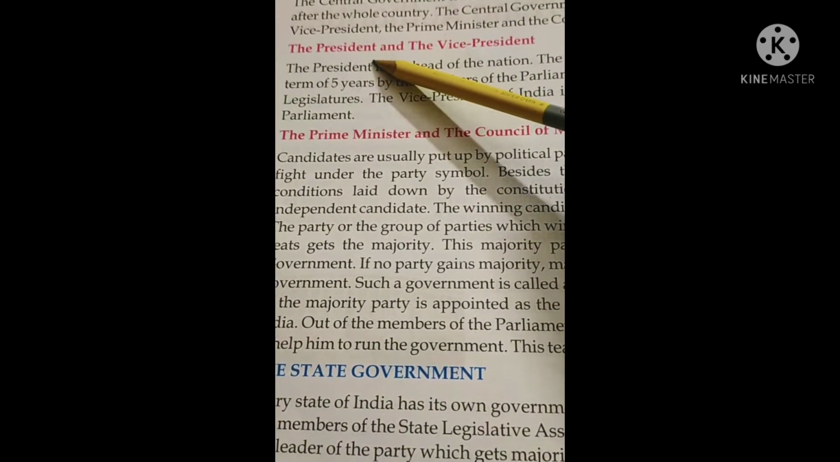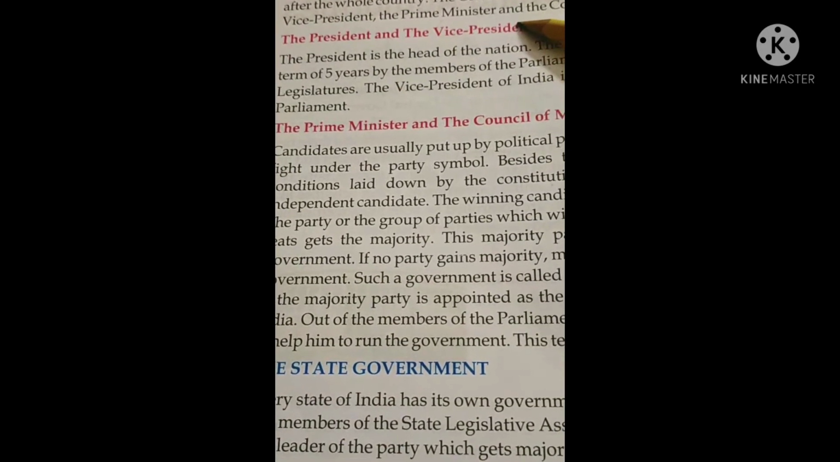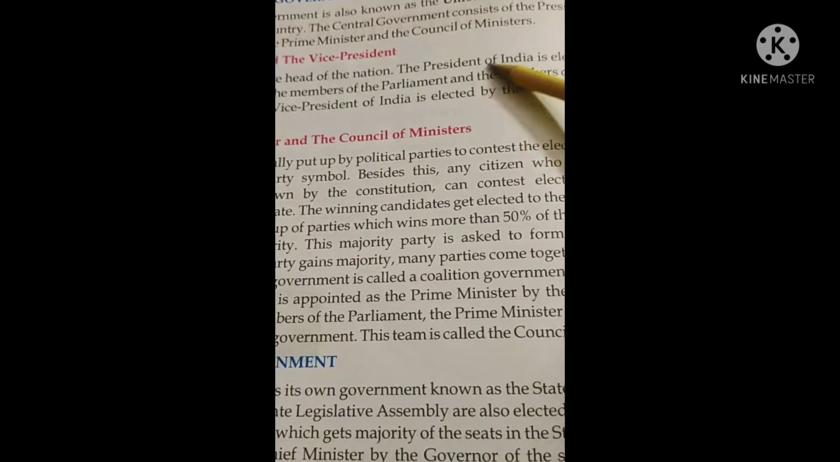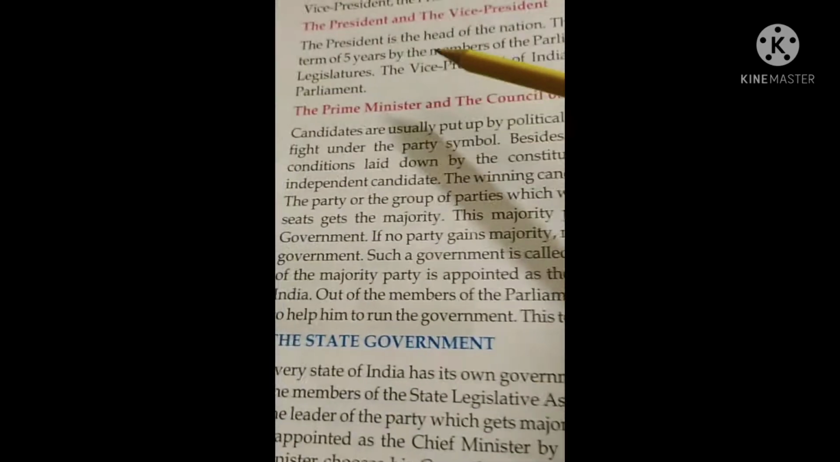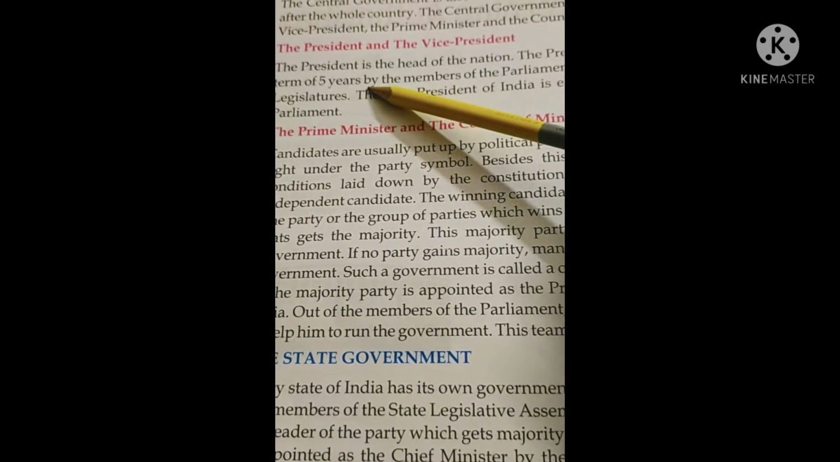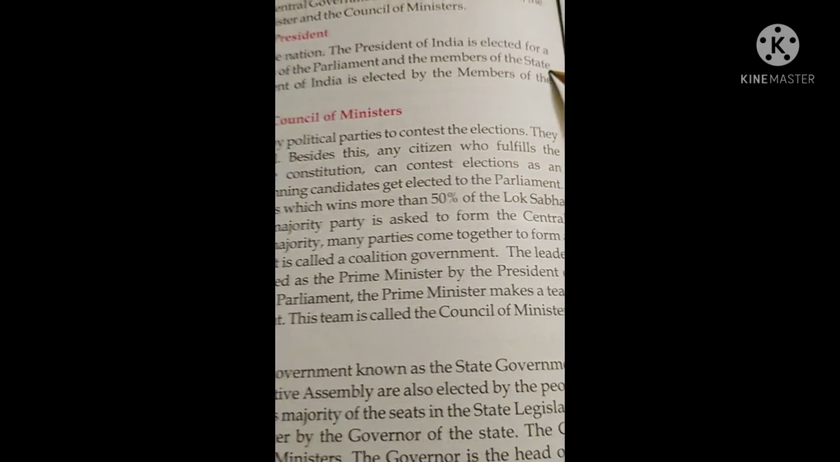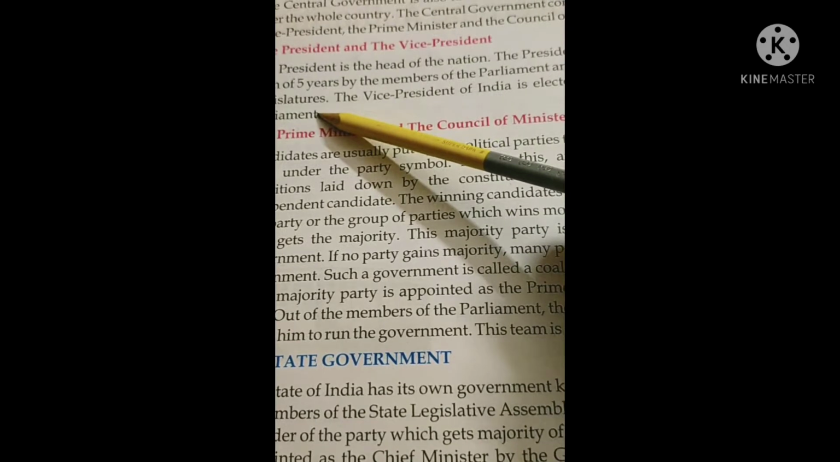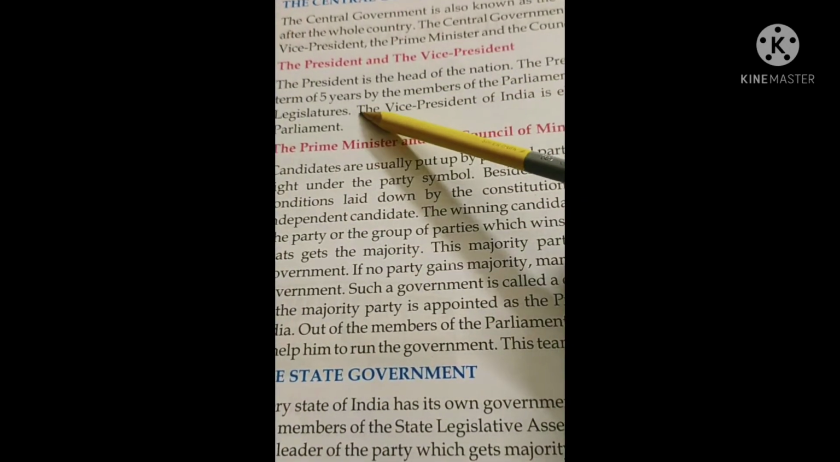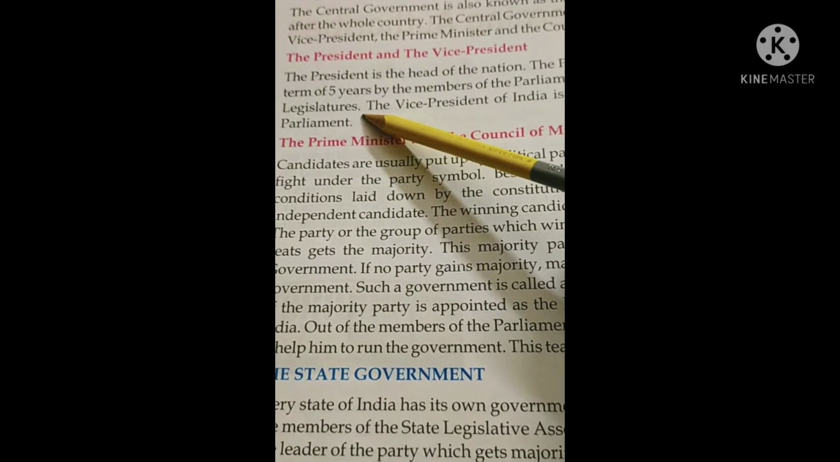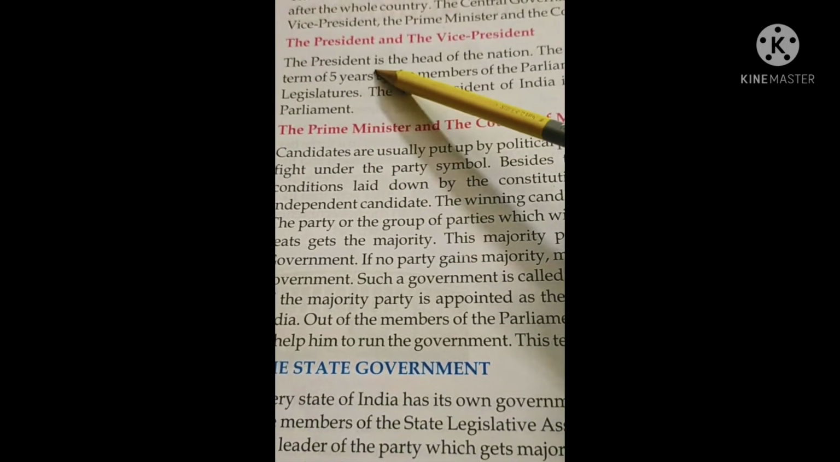Now we come to know more about president and vice president. The president is the head of the nation. The president of India is elected for a term of 5 years by the members of the parliament and the members of state legislatures. So members of parliament and members of state legislatures collectively elect the president of India. That is for 5 years.